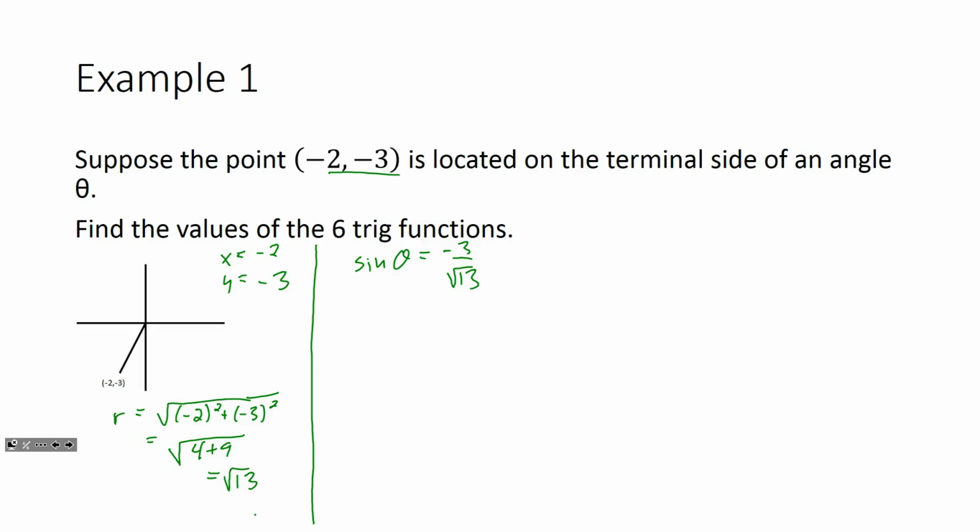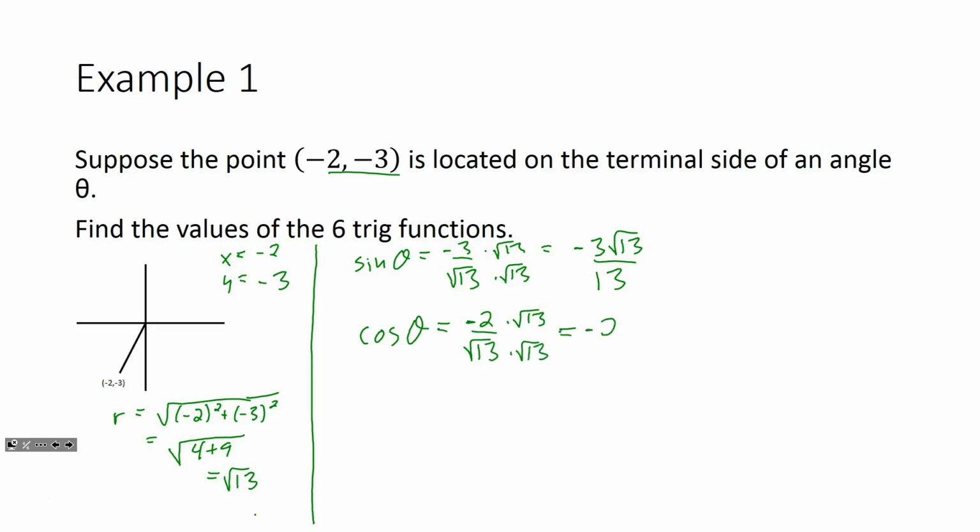We could rationalize the denominator here by multiplying numerator and denominator by the square root of 13, and we will have negative 3 square root of 13 over 13. For the cosine of theta, we will have x over r, so that would be negative 2 over the square root of 13. I will rationalize the denominator.